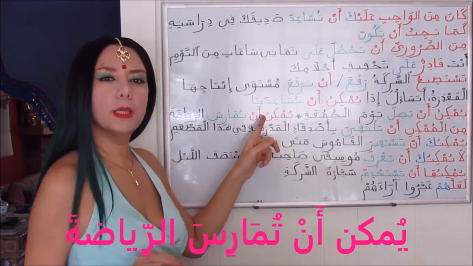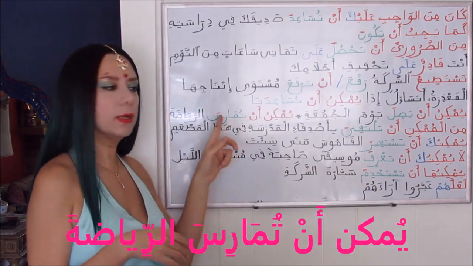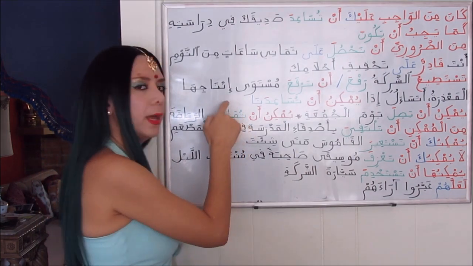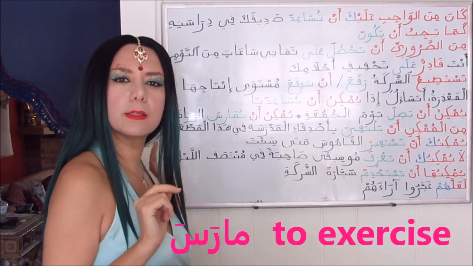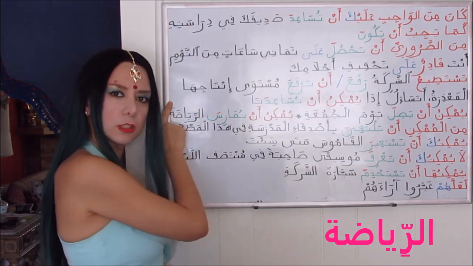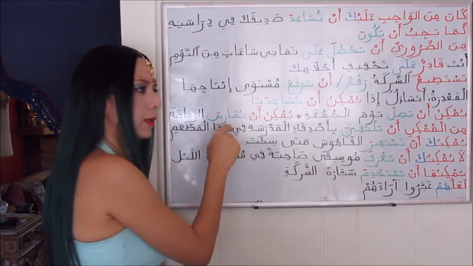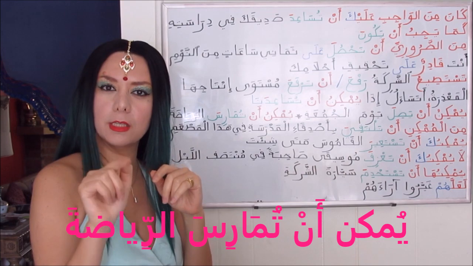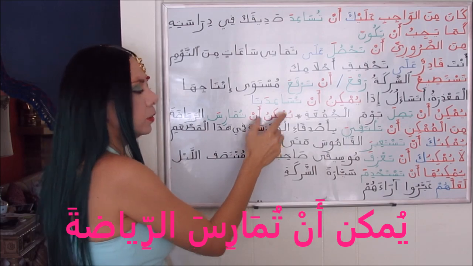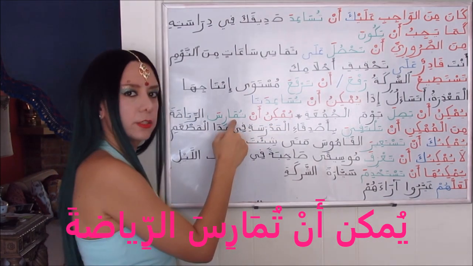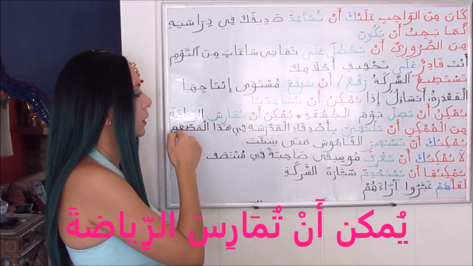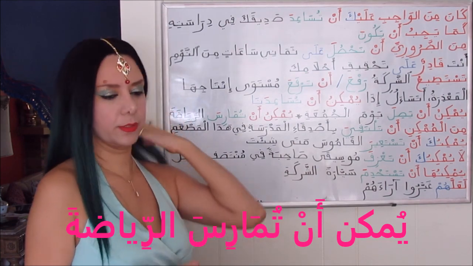يمكن أن تمارس الرياضة. Where is the subject? Let's check the verb تمارس from the verb مارس. مارس, to exercise, to play sports, to work out. الرياضة, sports. So here تمارس, referring to second person singular masculine أنت. So here you can exercise or you can play sports. All right? Or you can work out.